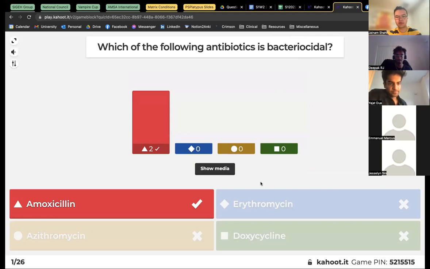Everything else here is probably bacteriostatic. So remember the difference: bactericidal meaning you're actually physically killing the bacteria, for example, by rupturing the cell wall or similar mechanisms, so directly killing. Whereas bacteriostatic would be stopping processes within the bacteria itself that prevent them from actually growing and replicating, for example, stopping protein synthesis. So very good. Amoxicillin is the only one that's bactericidal.